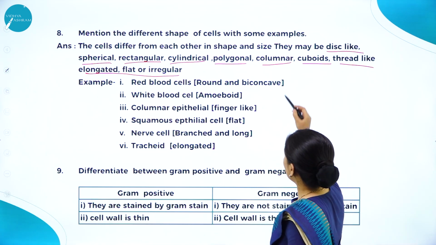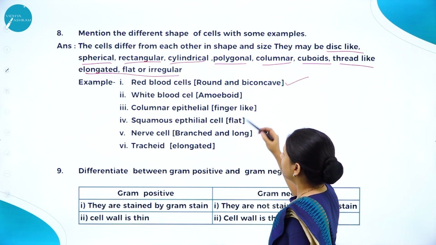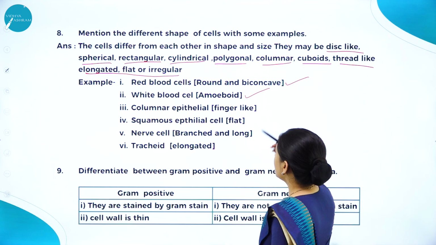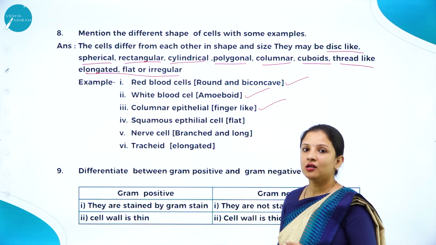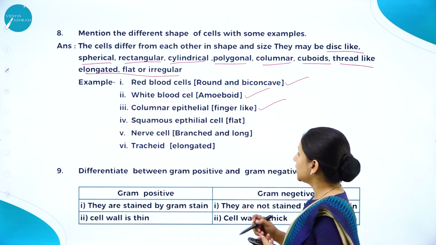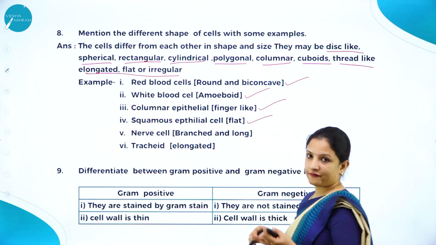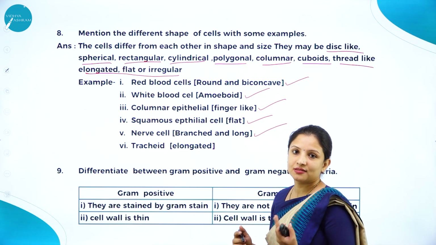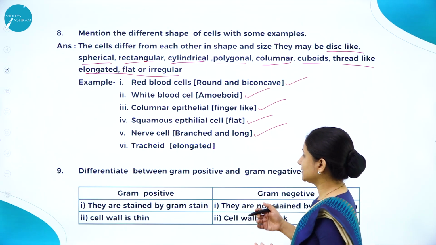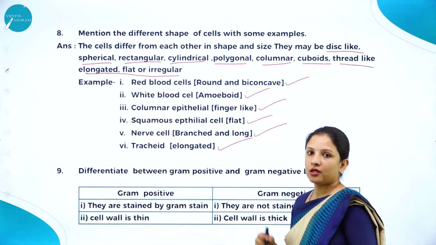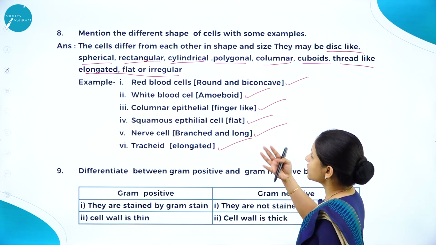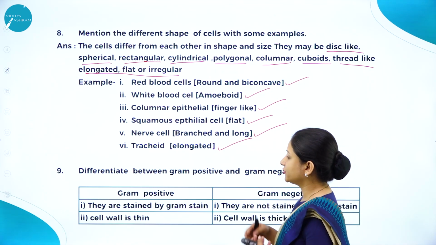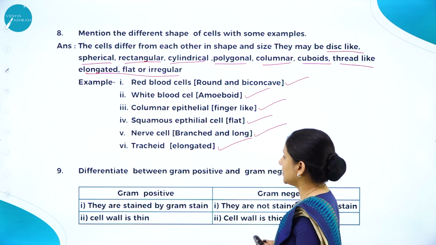Red blood cells, they are round and biconcave. White blood cells, they are usually amoeboid in shape. They don't have a particular shape. Columnar epithelial cells are pillar-like, or you can write they are finger-like. Squamous epithelial cells are flat. Nerve cells are branched and long. Tracheids in the case of xylem, for example, they are elongated. So mention any shape of the cells with some examples. 1 or 2 examples also you can write. So you write the shapes and write the example.